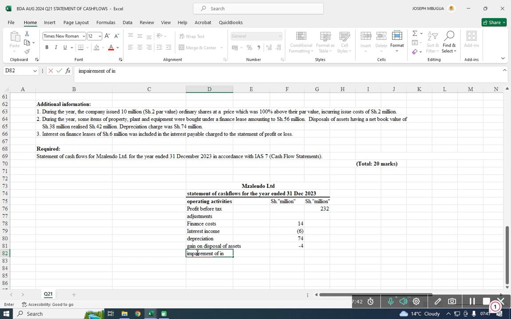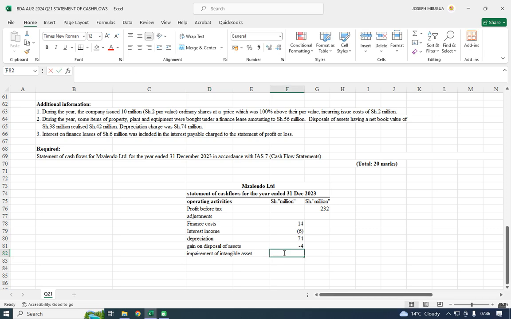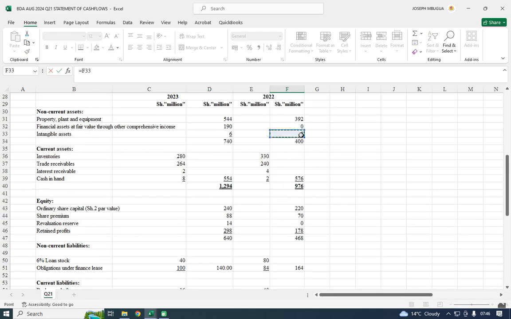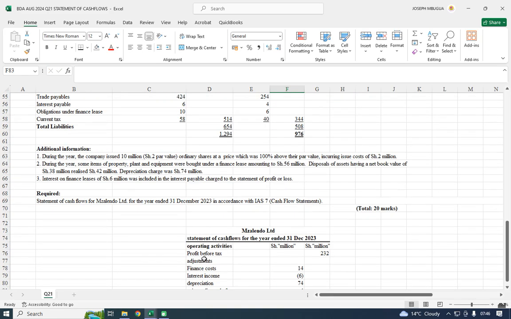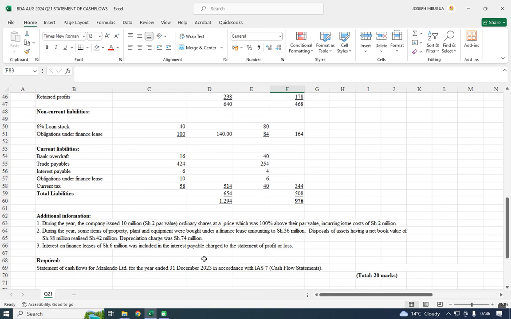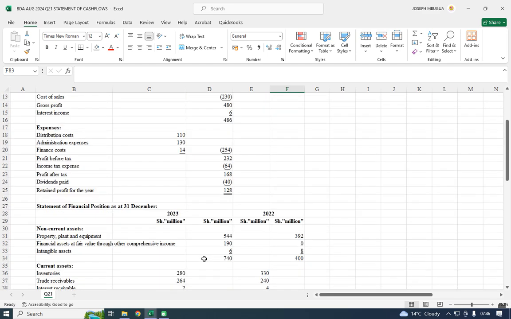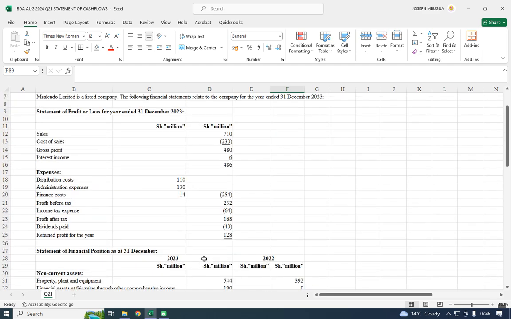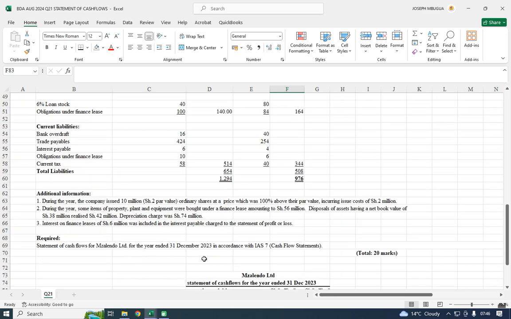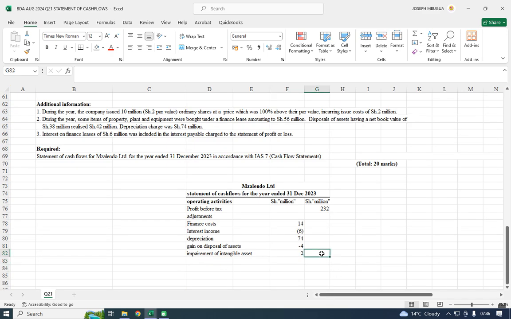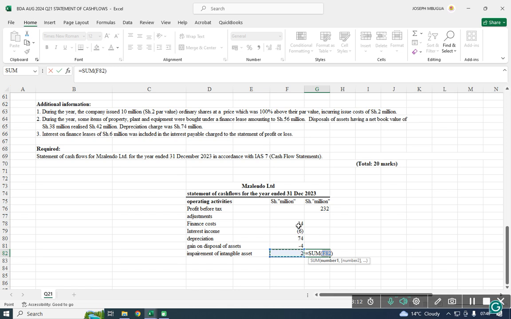Or I can talk about amortization of intangible. Let me just use the word impairment, there's no problem. Impairment of intangible asset, whereby here we shall take it -6. So we had an impairment of 2, and I think that was all that we were given. So we shall get the total here, the sum of this.